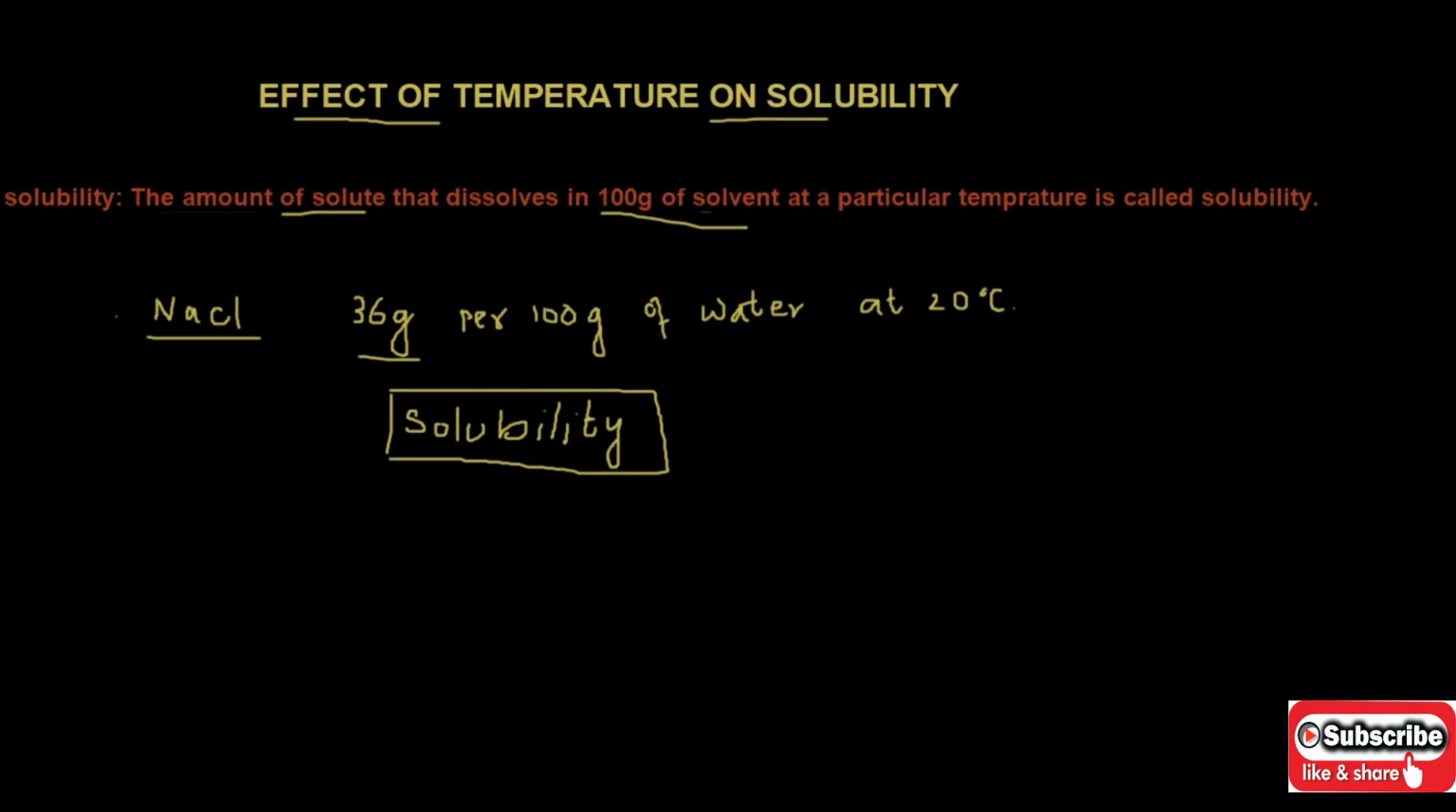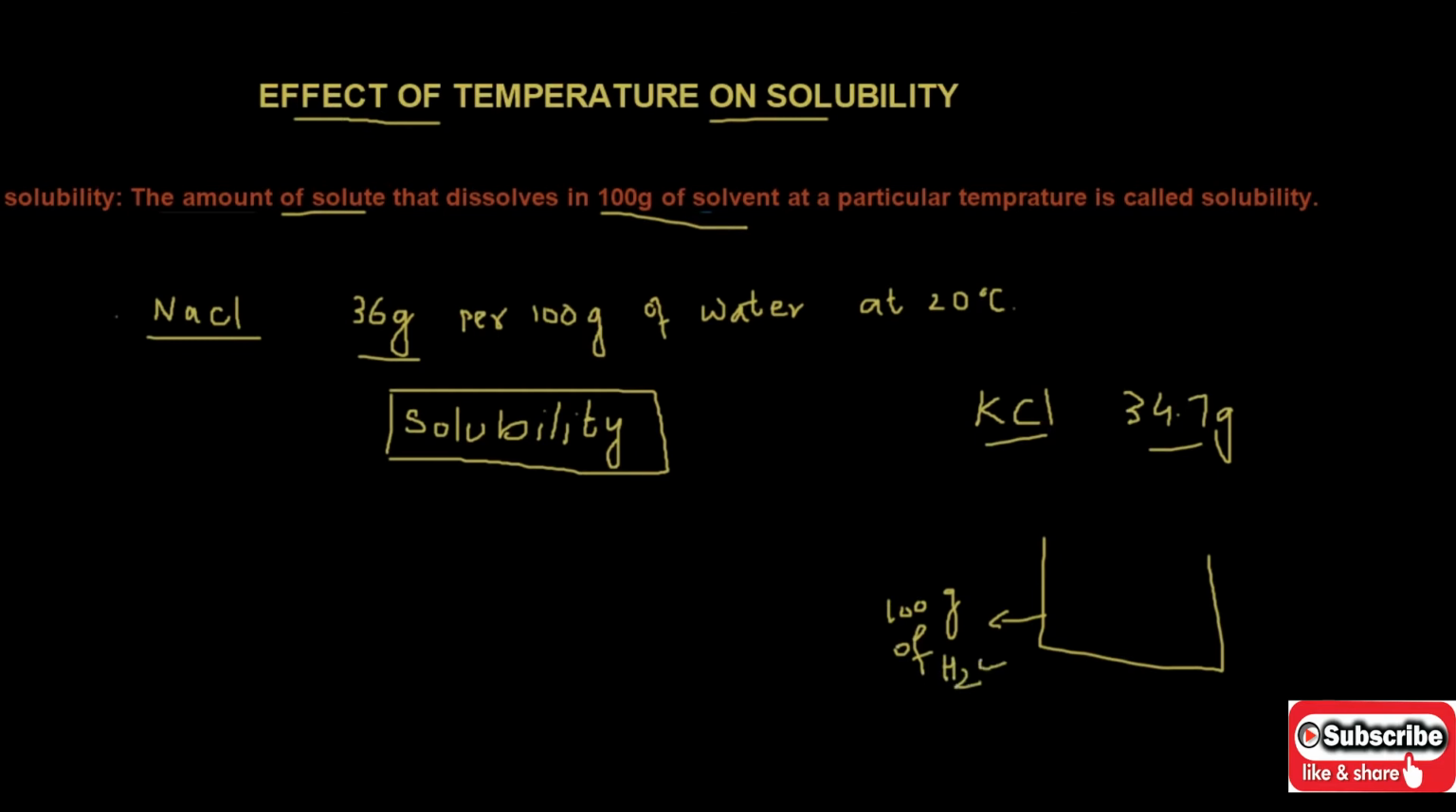If we have potassium chloride, KCl, and we add 34.7 gram of potassium chloride to 100 gram of water in this beaker, it would readily dissolve.